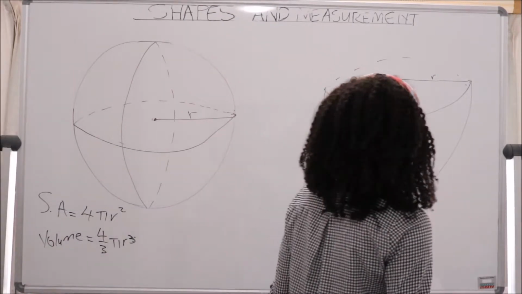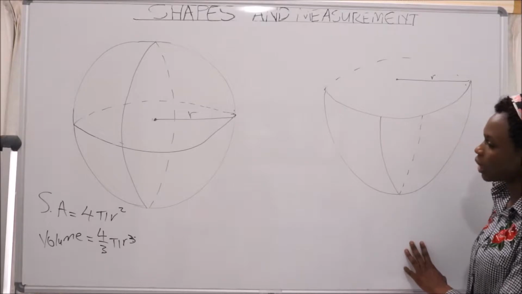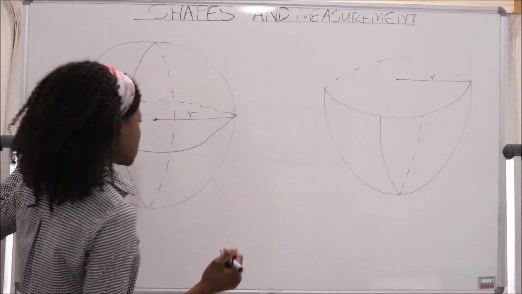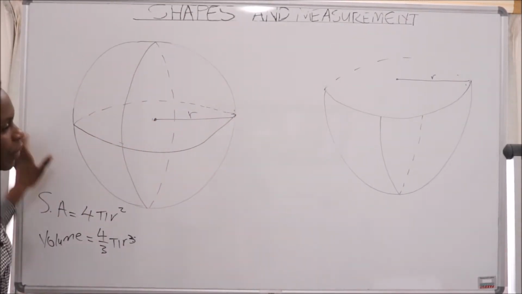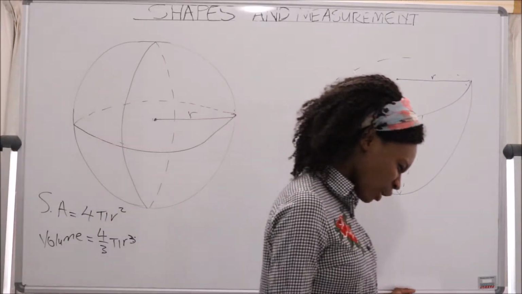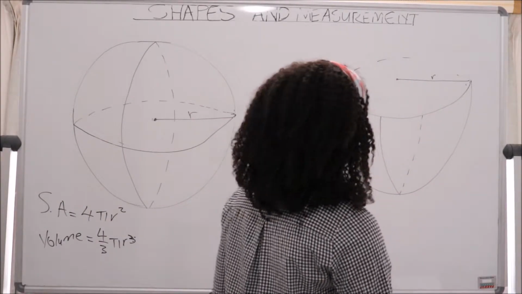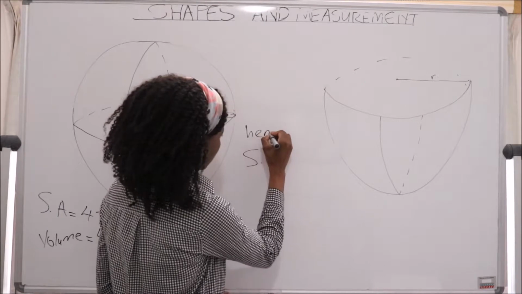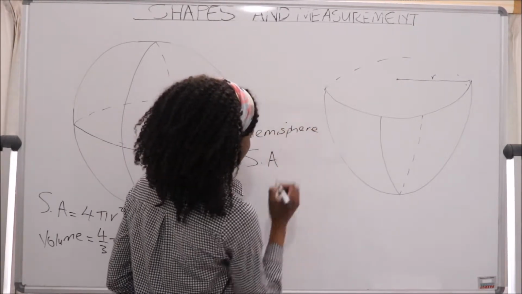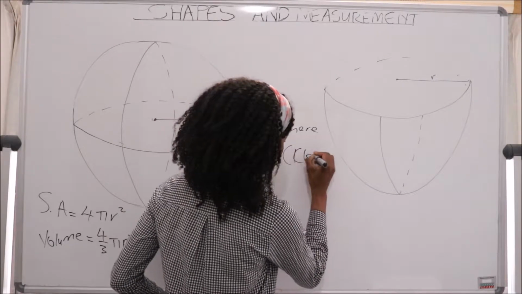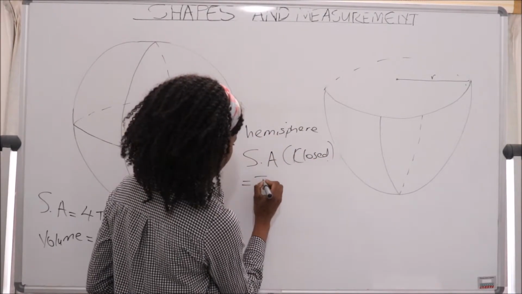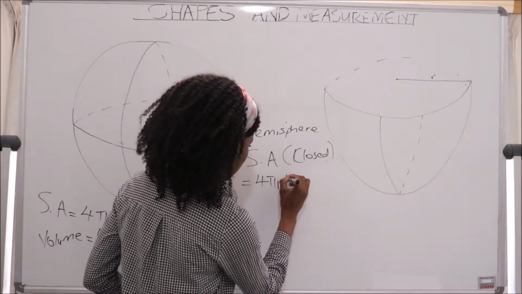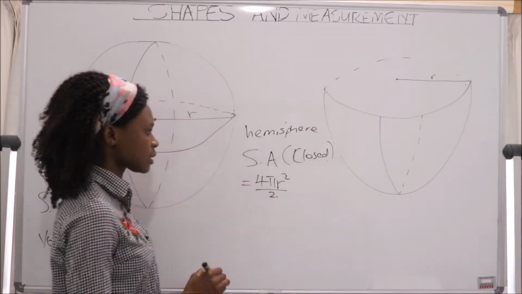And then moving on to this, as you can see, this shape here is actually different from that shape. This one is called a hemisphere, which is half a sphere. A hemisphere can be open or closed. So when we're calculating the surface area of a hemisphere, I'll just write hemisphere right there. The surface area of a hemisphere when closed, or when it's solid, is equal to the area of a sphere, which was 4 pi r squared, divided by 2, because this case is half of a sphere.